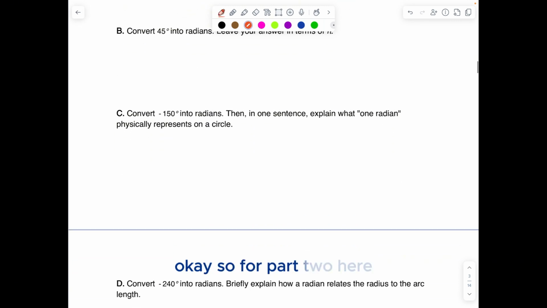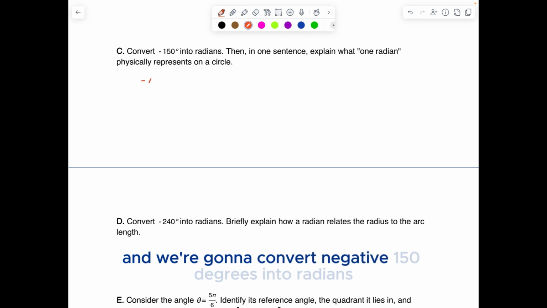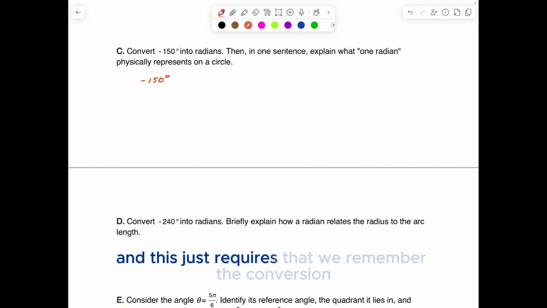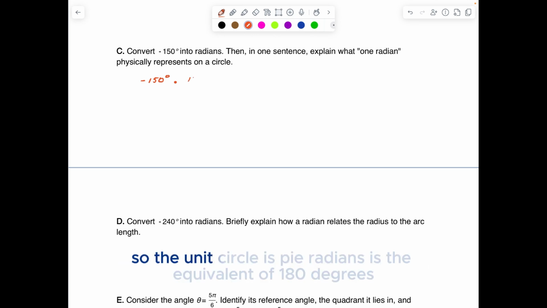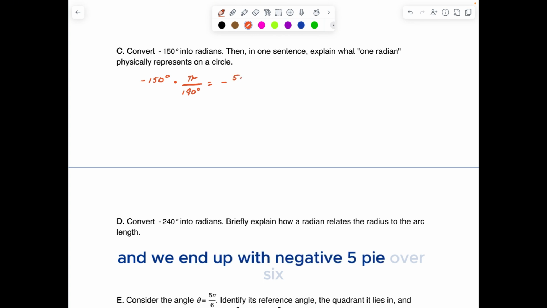Okay, so for part 2 here, I'm going to come down to number C, and we're going to convert negative 150 degrees into radians. This just requires that we remember the conversion, and we can get the conversion from the unit circle. You're going to have that available to you. The unit circle is pi radians is the equivalent of 180 degrees. We just punch that through on our calculator, and we end up with negative 5 pi over 6.